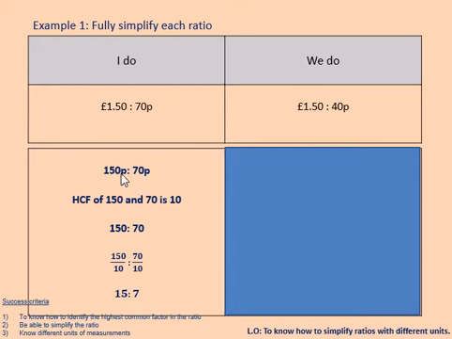Once we've done that, we can find the highest common factor. So the highest common factor of 150 and 70 is 10. So then we need to say how many 10s go into 150 and how many 10s go into 70. So 15 10s go into 150, 7 10s go into 70, so it's 15 to 7. Please pause the video here, copy that down, and then try the we do yourselves. We'll go through the answer in a minute.